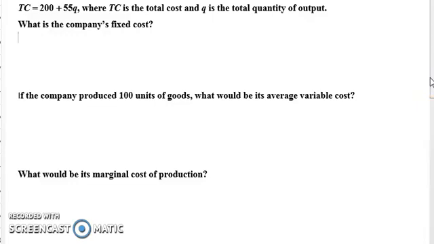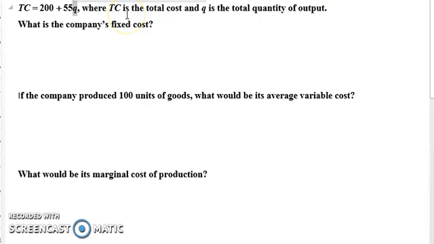Okay, so let's look at an example for Chapter 7. In Chapter 7, we looked at the cost of production. So we have a production function, and in this case, here's the production function with the cost associated with it. This means total cost equals 200 plus 55Q, where Q is your quantity or your output.